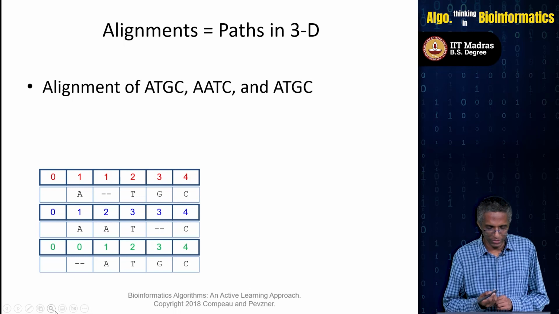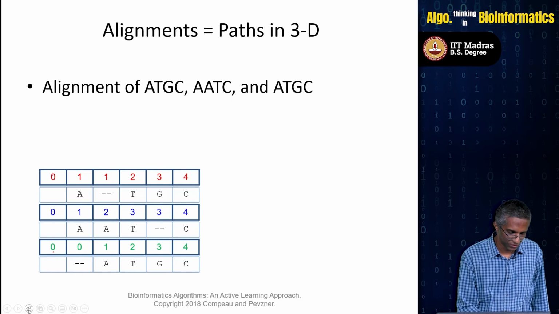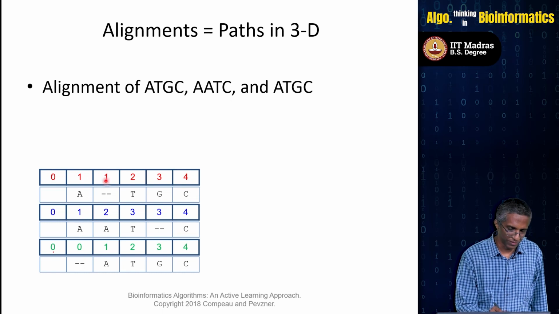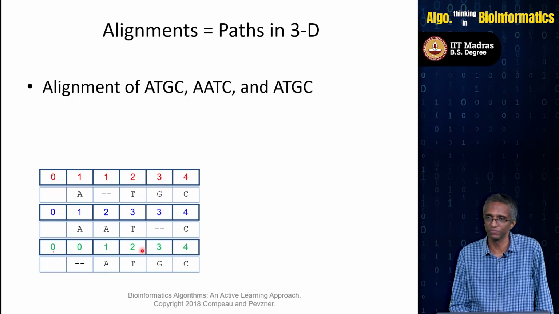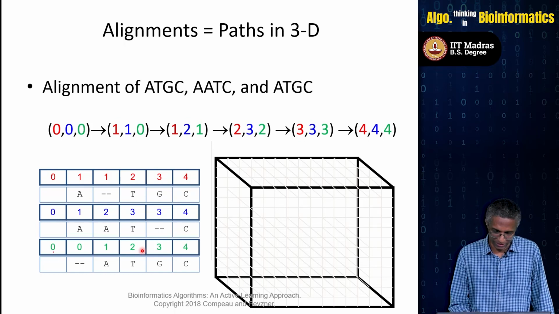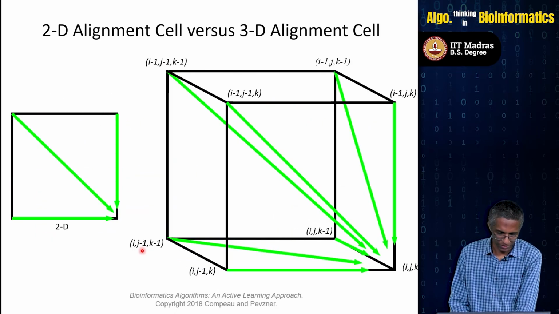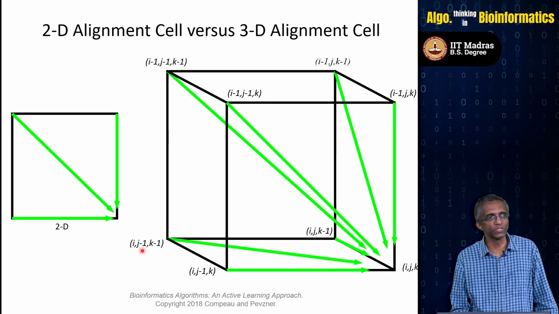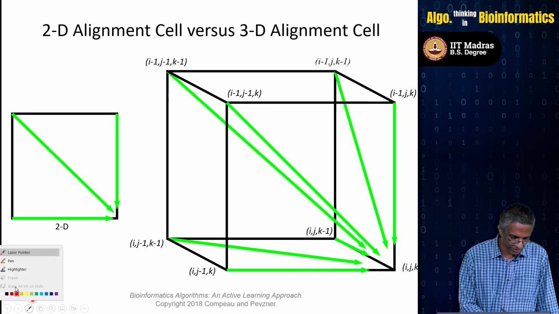Now you can see that if you take these indices 0, 0, 0, it goes to 1, 1, 0. From there it goes to 1, 2, 1. From there it goes to 2, 3, 2, and so on. That is the path in the 3D alignment graph, right? This is the 3D alignment graph. Instead of having 0, 0 to n comma m, you are now having 0, 0, 0 to n, m, and q, if n, m, and q are the lengths of the 3 sequences. So this is what these graphs look like.